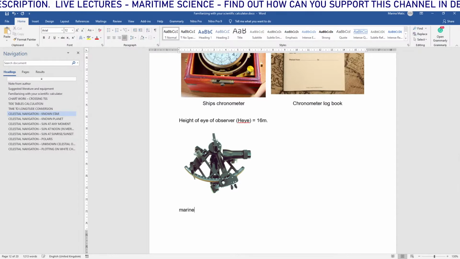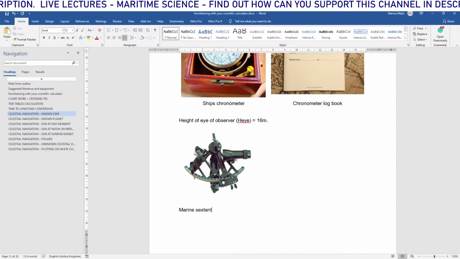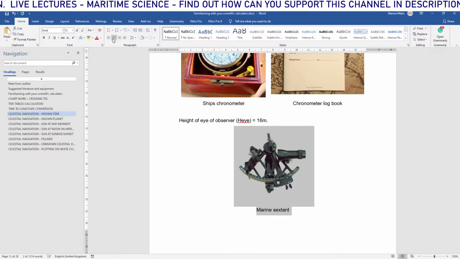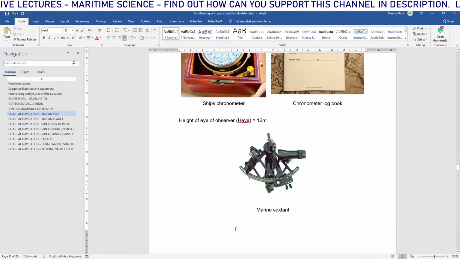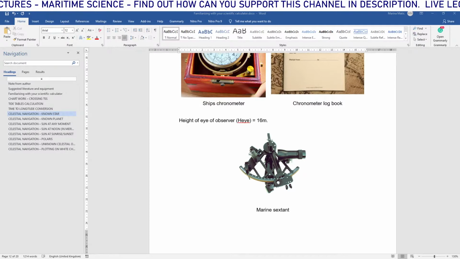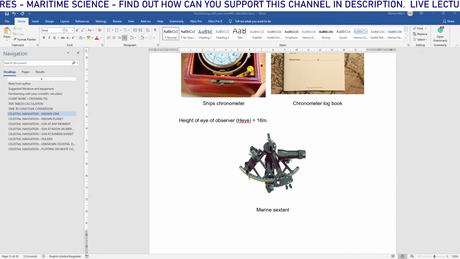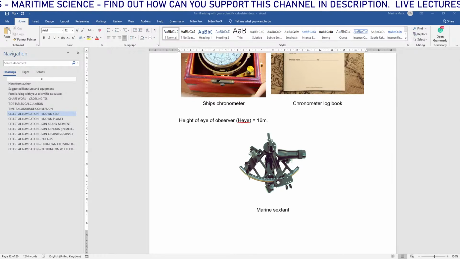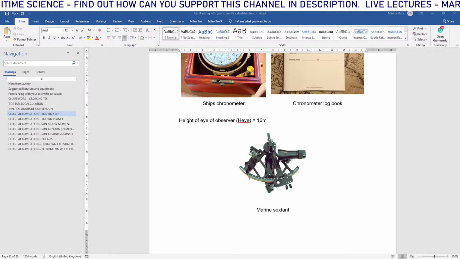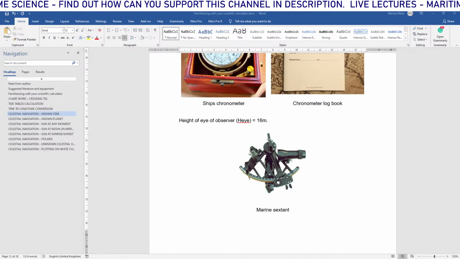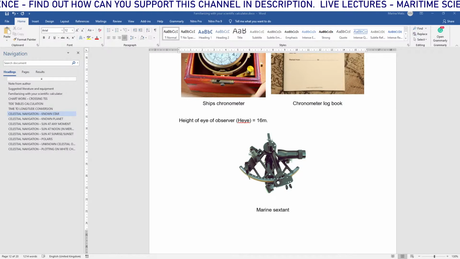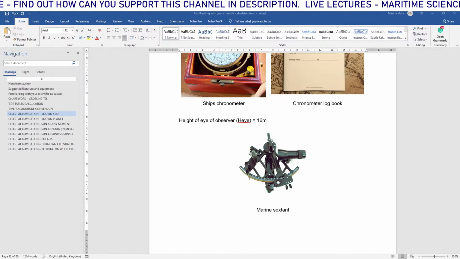So this is a marine sextant, and this is a device that is used to measure angles. Now people say this is a device for celestial navigation to measure height of the object above the horizon, but that is correct, but only 50% correct. This is a tool that can be used to measure angles, and the angles can be anything. It can be vertical, it can be level. So you have 3 dimensions. It's a tool to measure something.